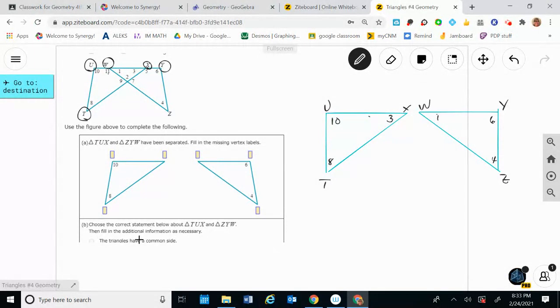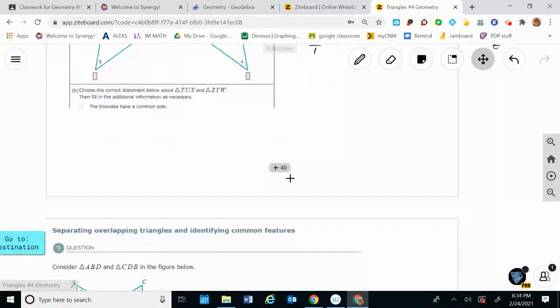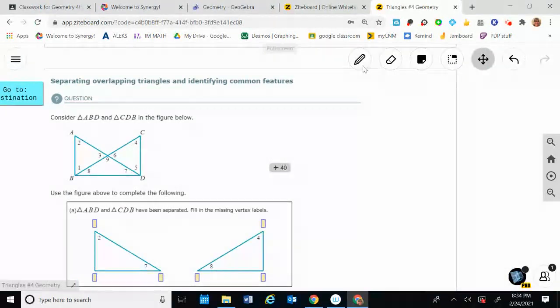Okay, do they have a common side? It does ask you this. Do they have a common side? They don't have a common side, you guys. And the reason why is because it's not a complete side. You can let me know, but I'm pretty sure the answer to that is no. They do have a common edge, a piece of a side, but not a whole side. Okay, I don't know. That's interesting. I'm not sure how it's going to answer that. Okay, here we go.